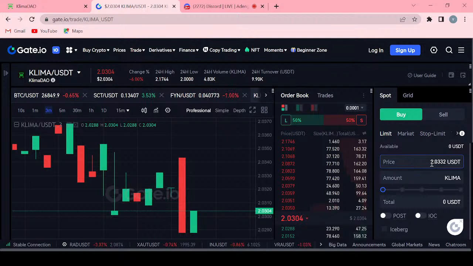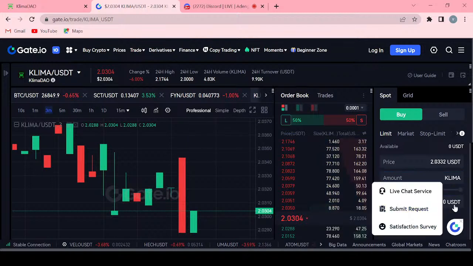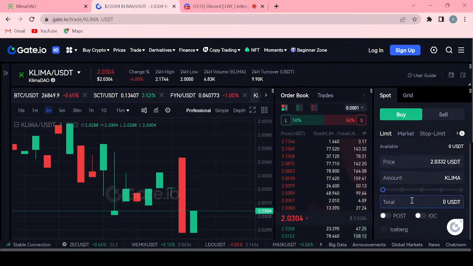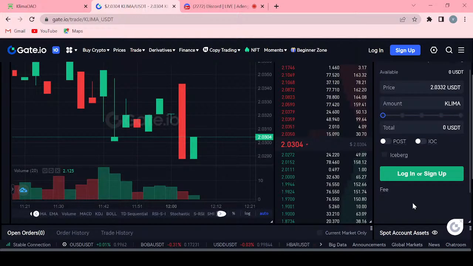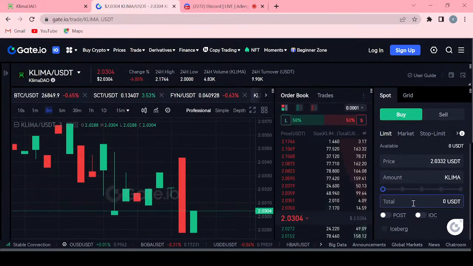We can mention the amount, which is very low, and the amount is nothing but the quantity of the token. If you want to purchase 100 tokens or maybe 1000 or 1 lakh tokens, you have to mention it here, along with the token price in USDT. In the total amount, it will show in USDT, so you can easily find how much you are going to spend to purchase the token. Then you can easily purchase the token. That's all about how to buy the token from Gate.io.